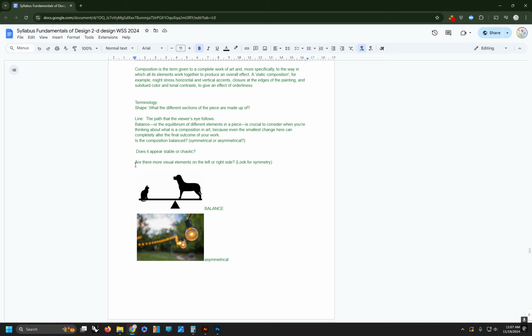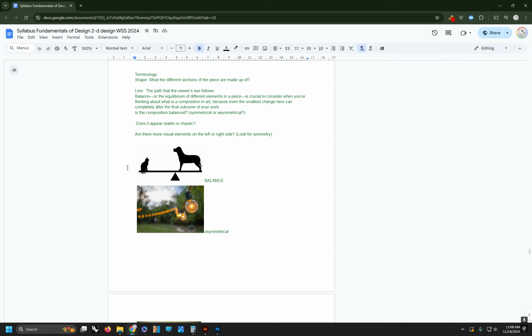So, is the composition balanced? One of the first things that I think is pretty easy to do is to look at a composition and say, does it look static or chaotic? Or symmetrical or asymmetrical? So one of the things that we're talking about is visual balance.